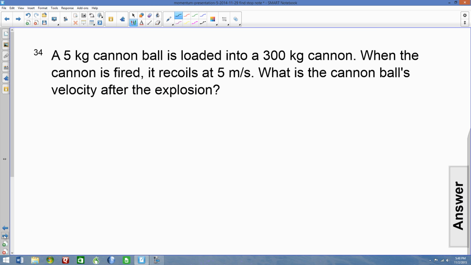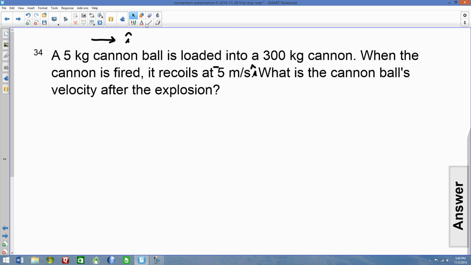So let's go ahead and do an example. A 5-kilogram cannonball is loaded into a 300-kilogram cannon. When the cannon is fired, it recoils at 5 meters per second. What is the cannonball's velocity after the explosion? First we have to pick a direction of motion. I'm going to assume that I'm initially going east, and that's my i hat direction. That means the recoil is going to be minus 5 meters per second i hat. Go ahead and pause the video and see if you can solve this on your own.